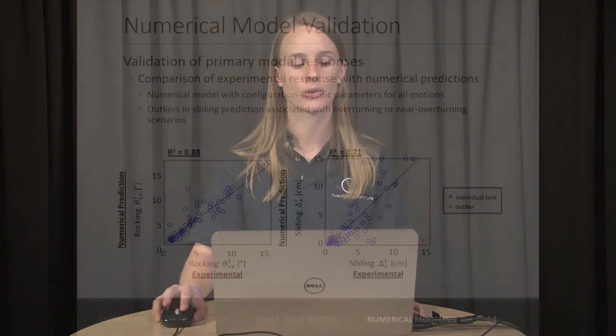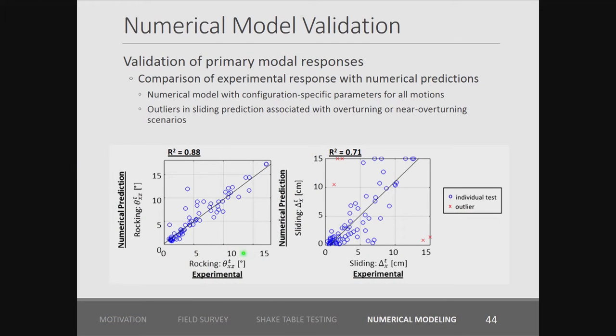And this is seen here in terms of a general overview, where the peak rocking or the peak sliding for the experimental configuration is plotted against its numerical prediction on the y-axis. Referring first to the results of the rocking, a fairly one-to-one line can be seen, with fairly good predictability according to the 0.88 r squared value.